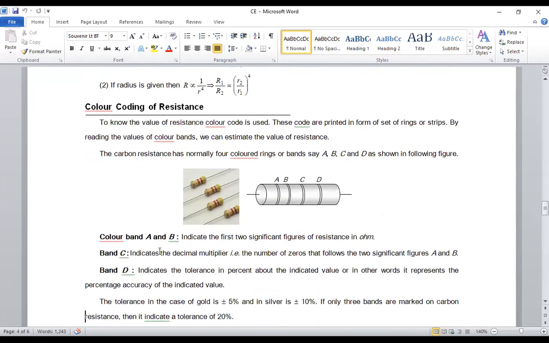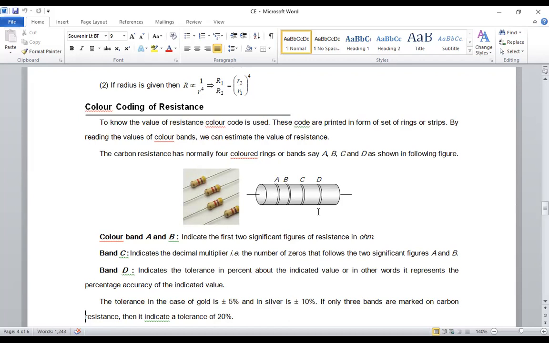What is the purpose of using the color code? You can see in the picture I've given here, the resistors are very small. Since they are very small, if I print the values on them, you cannot read them. So that is the purpose of the color code. You can see this is the resistor. You have band A, band B, band C and band D. So you have four bands here.